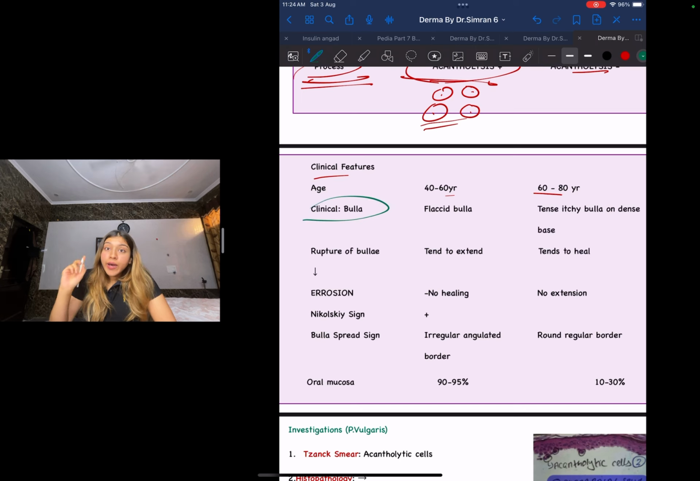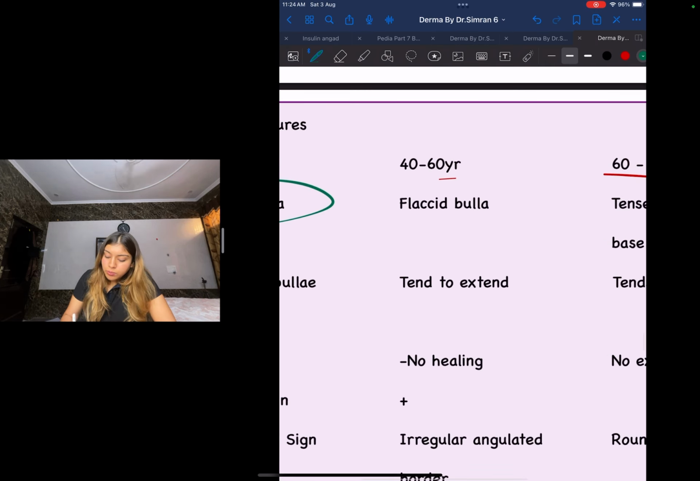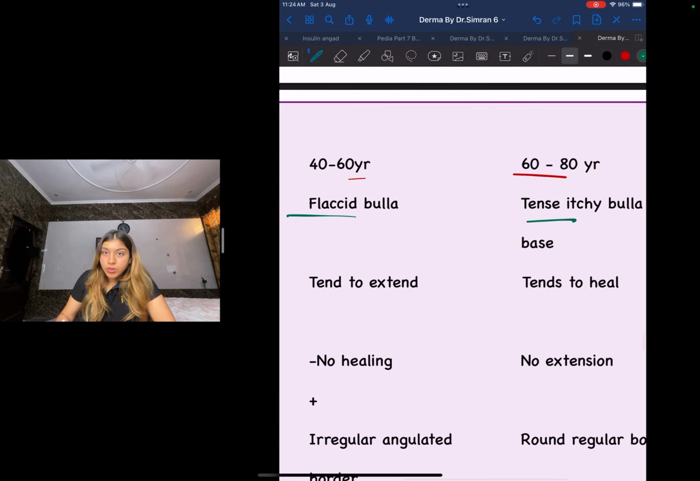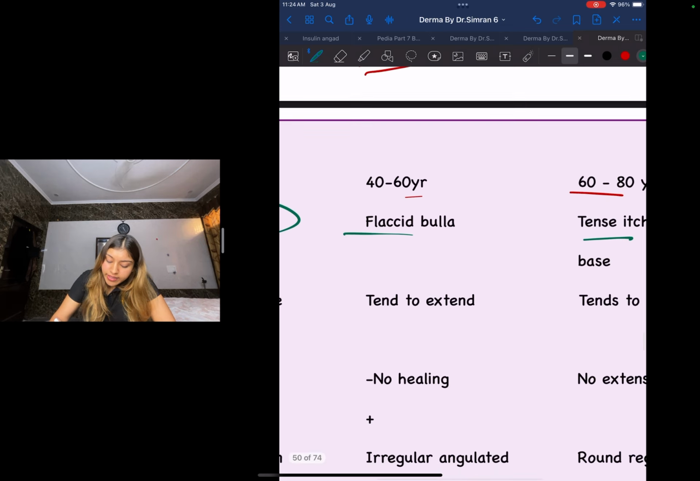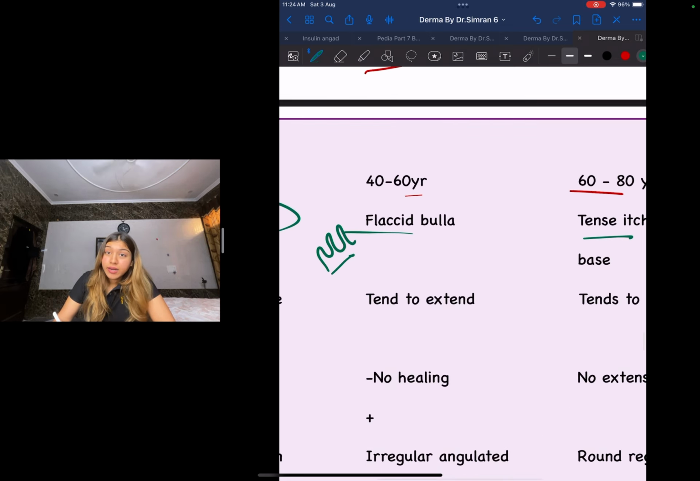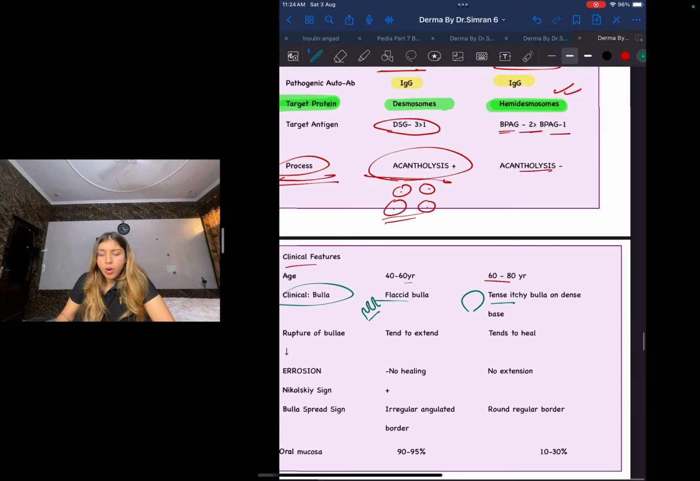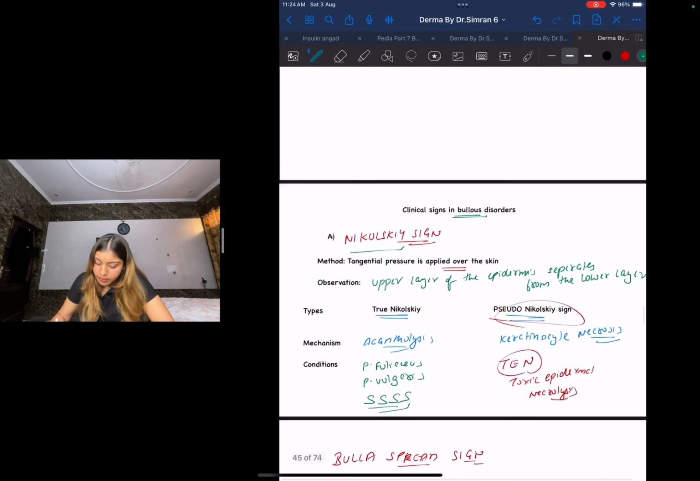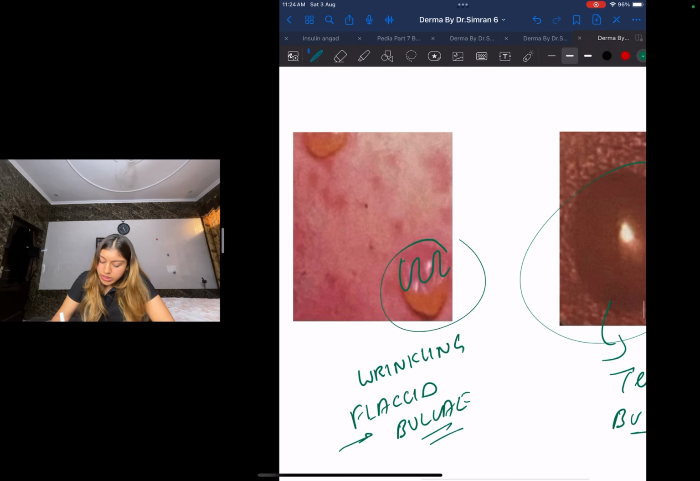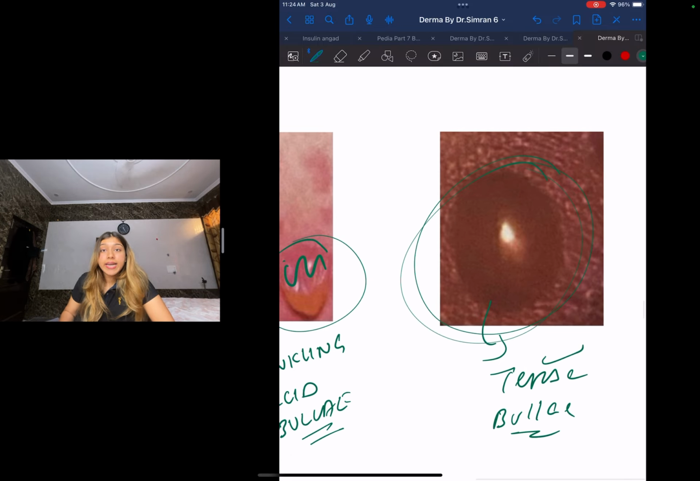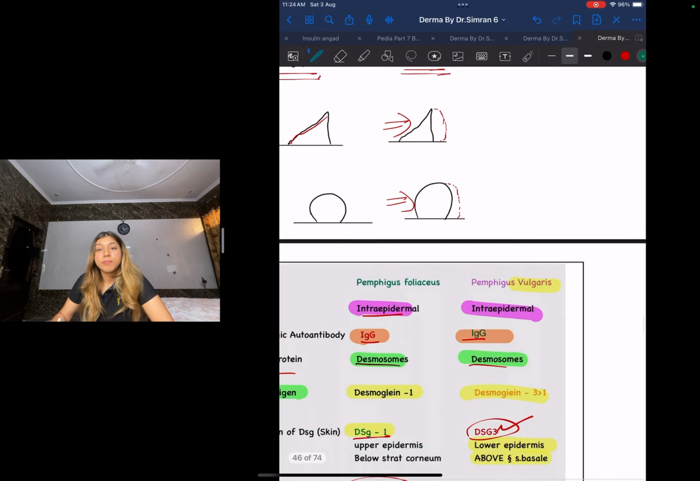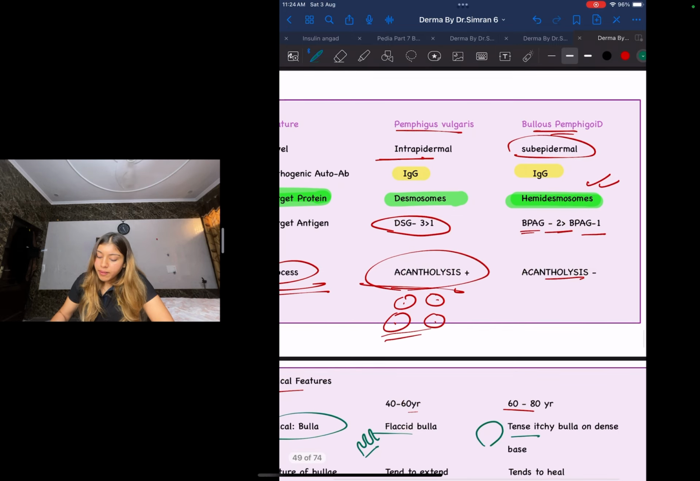I hope you remember in the earlier part we spoke about the flaccid bulla and the tense bulla. Flaccid bulla, how will I differentiate? There will be wrinkling present in flaccid bulla, whereas my tense bulla is going to be very tense, round, right? Let me show you an image. So this is going to be my flaccid bulla. I can see the wrinkling over here, right? This is the beautiful wrinkling, whereas guys, you can see this beautiful shining tense bulla. So tense bulla is going to be in the case of bullous pemphigoid.